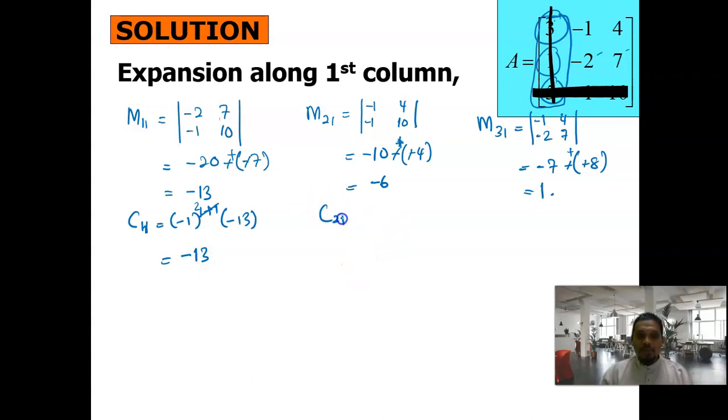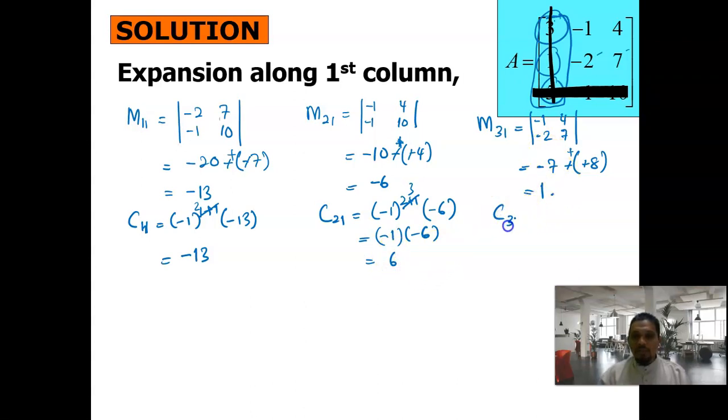So cofactor of 2, 1. It is negative 1 to the power of 2 plus 1, and the minor is given here now. What we get here is negative 6. So 2 plus 1 equal to 3. Negative 1 to the power of odd numbers gives you negative 1, multiplied with negative 6, the answer is positive 6.